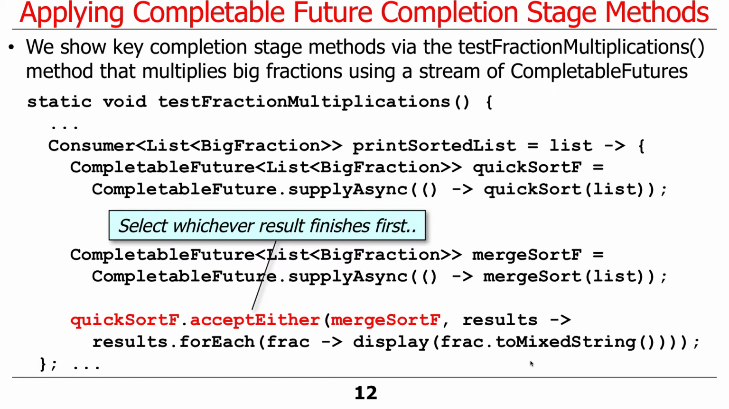What we'll do here is we get back results. Results is a list. And so for each element in the list, we're going to display the mixed version of the fraction that's in that list.